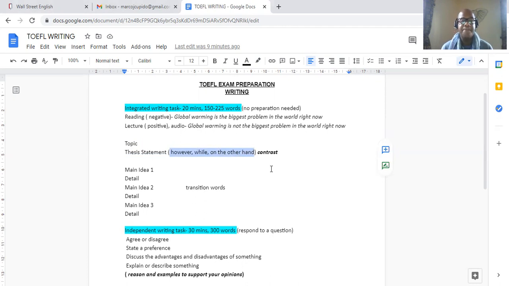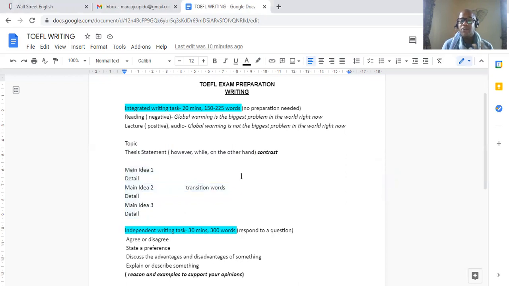So let's give it a try. The reading section introduces global warming as the biggest problem in the world right now. However, on the other hand, the lecture shows that global warming is not the biggest problem in the world right now. Then you go ahead and mostly this consists of two paragraphs where in your first paragraph you discuss your reading with this outline, and your second paragraph will be your lecture section using the same outline as well.